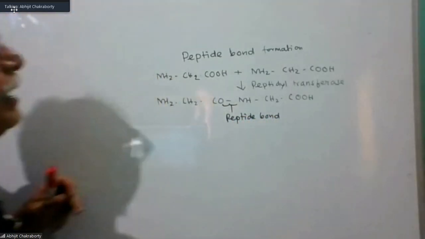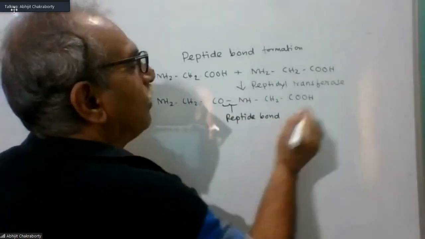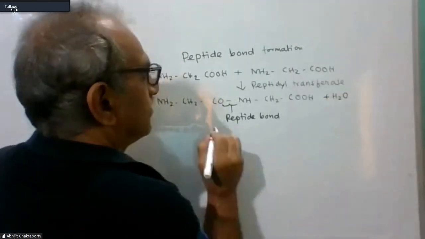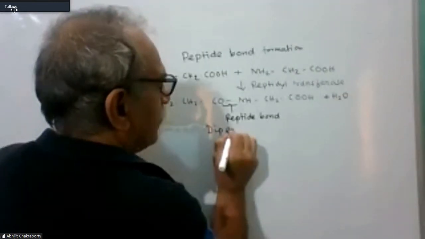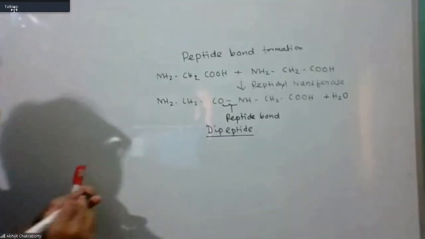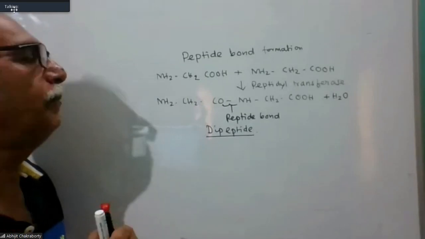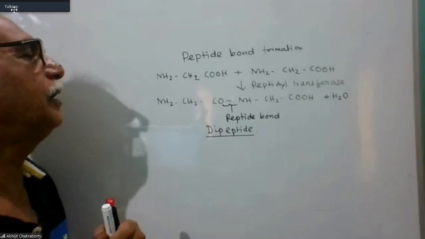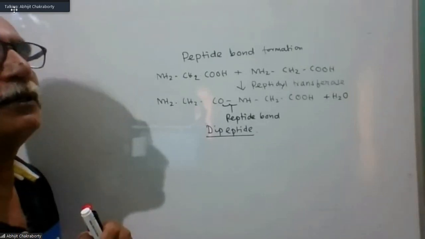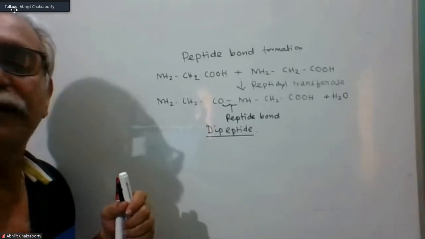Peptide bond. Now this molecule is called dipeptide. So a peptide bond is a covalent bond formed between the carboxylic group of one amino acid and the amino group of the adjacent amino acid with the liberation of one molecule of water.